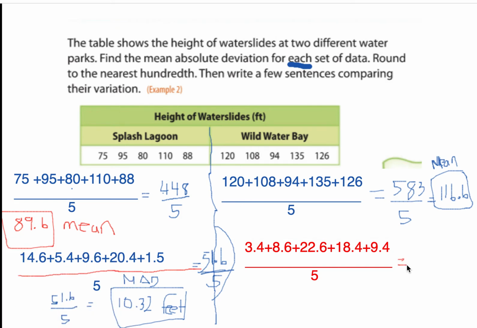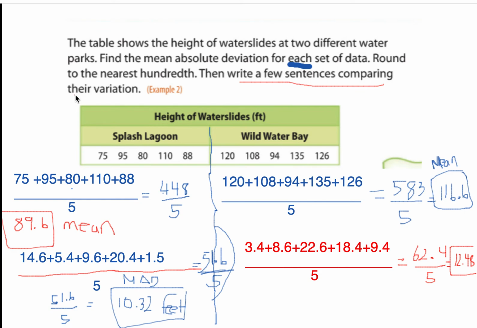And your answer is going to be 62.4 on the top, and we're still going to be dividing that by 5. Finally, we're getting to the MAD. The MAD is going to be, when you divide that, you should get 12.48. So you should get 12.48. That is the MAD.